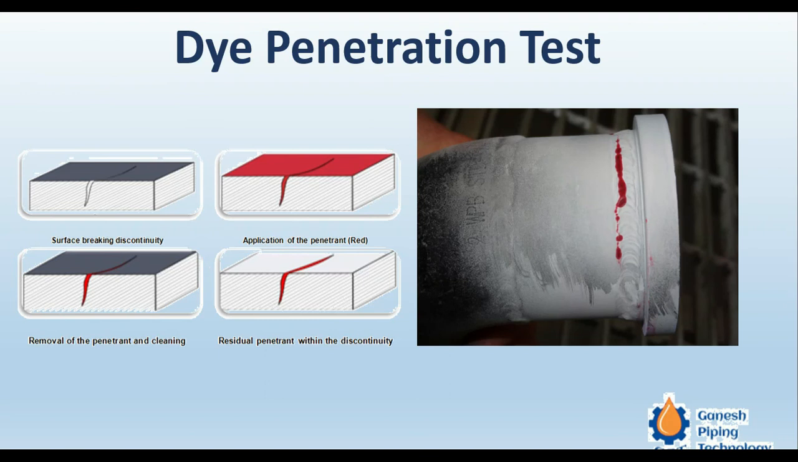Certain cracks cannot be visible to the eye or even with the magnifying glass. Then the simplest test is the dye penetration test. What is done is that the surface which has to be tested for defects is coated with a paint.